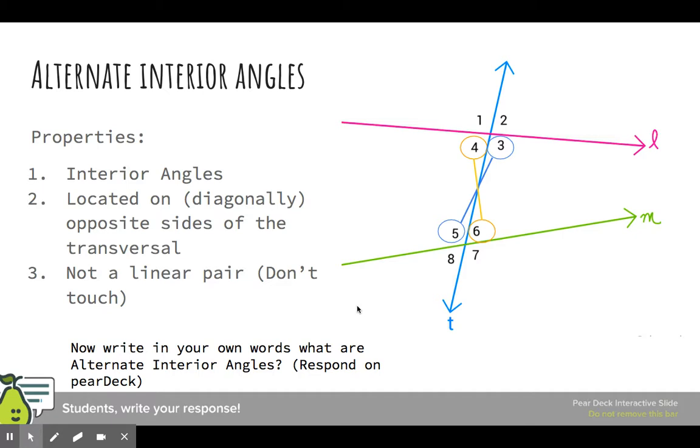Another way we can think of this is they are not linear pairs. They cannot be next to each other. We cannot say that 5 and 6 are alternate interior angles. Okay, so that's one way to remember it as well. But if you're good with the first two conditions, you can find alternate interior angles.